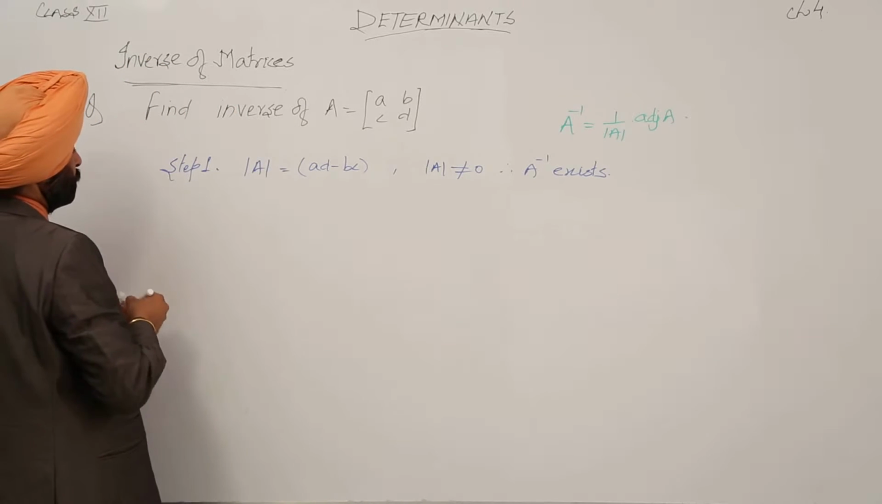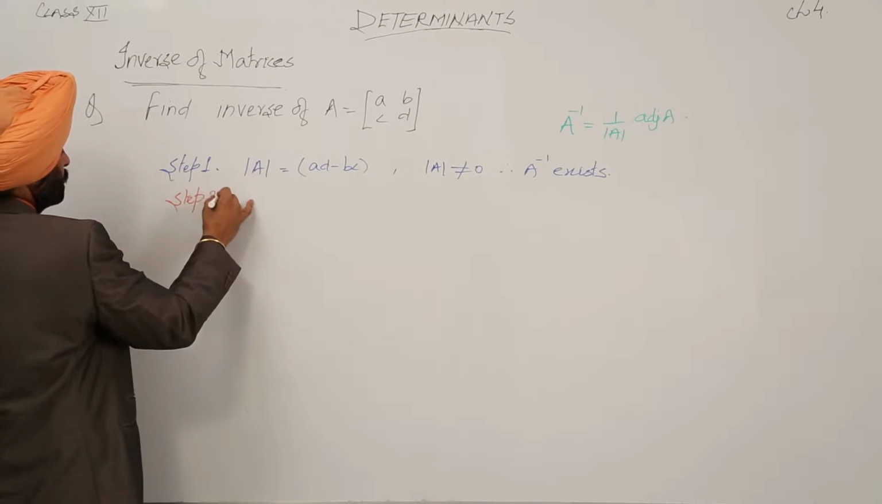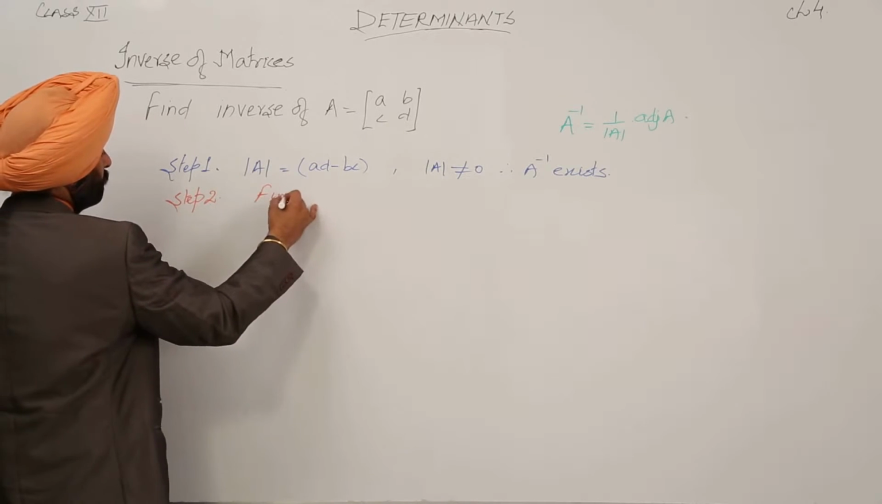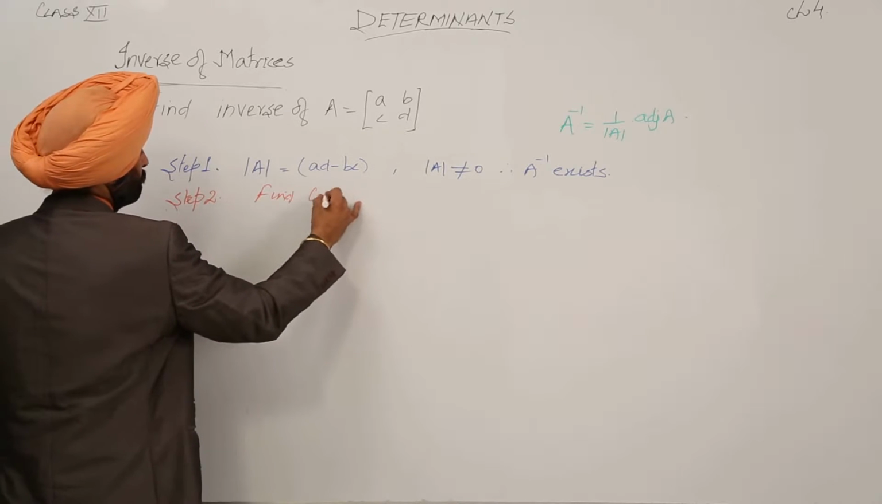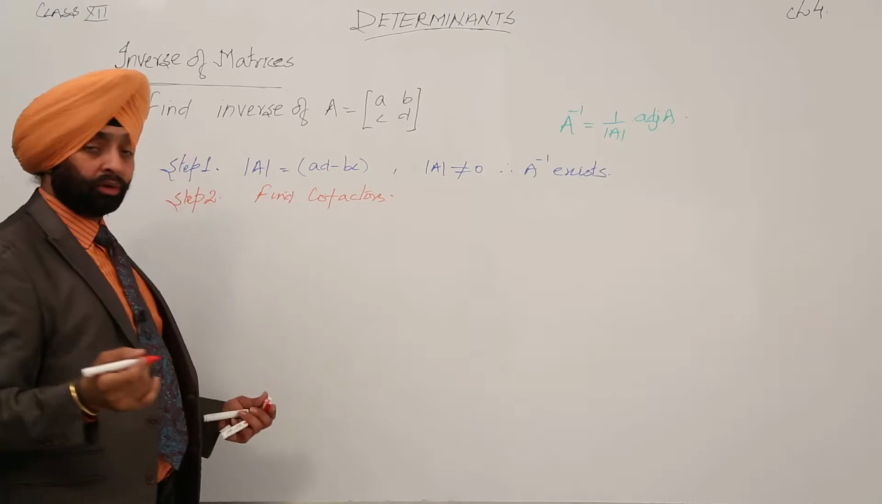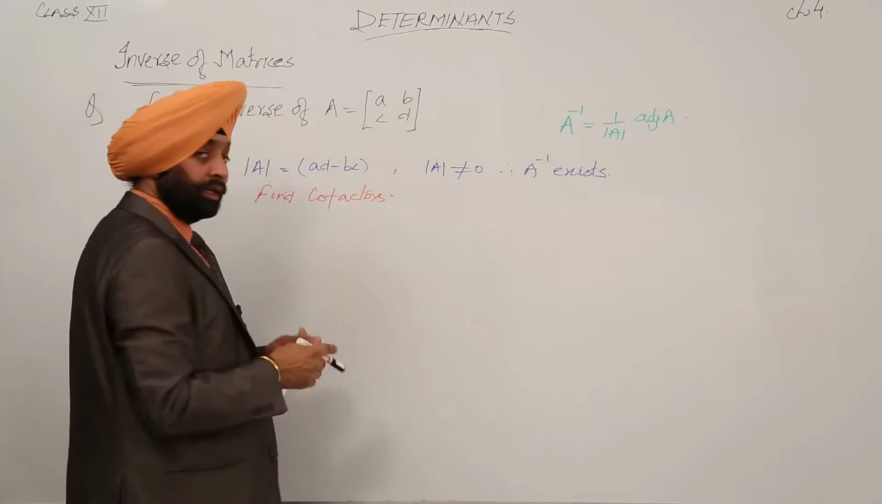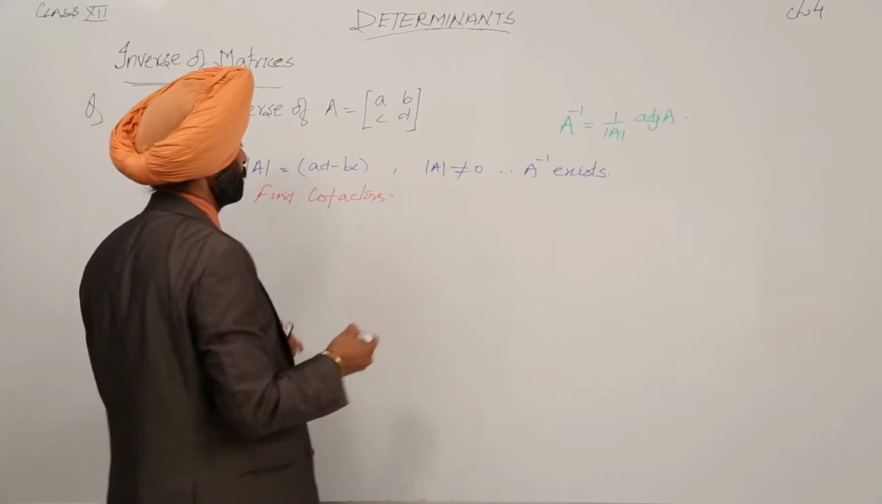Then we have to follow step 2. For step 2, what we have to do? Step 2, find cofactors. Now we are already aware of finding the cofactors. For example, we have to find A11 cofactor, A12, like this.